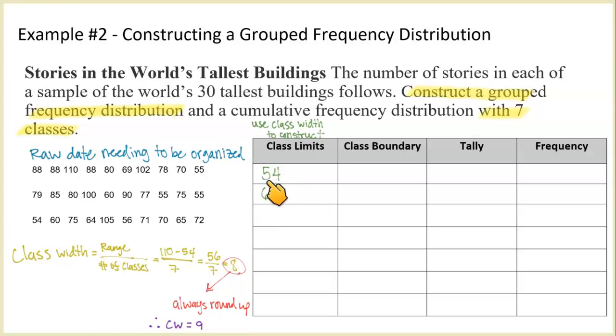And this number is called our lower bound. Every number we find here is going to be considered the lower bound for that class limit. So if I keep adding 9 each time, these are the lower bounds for my class limits.